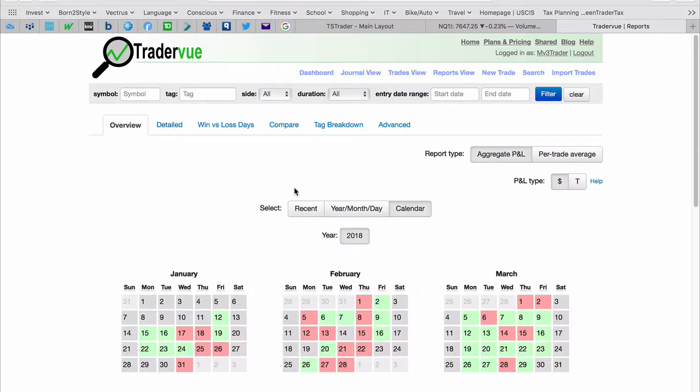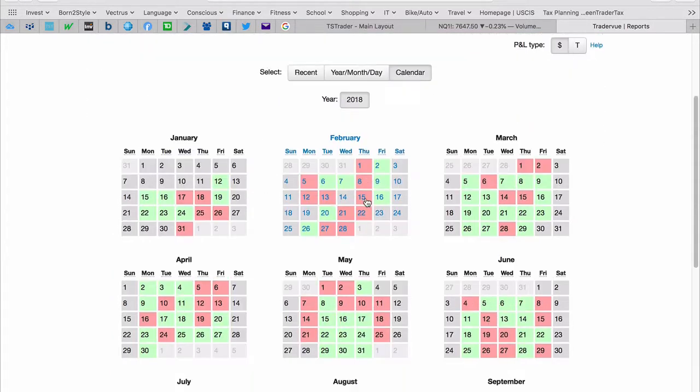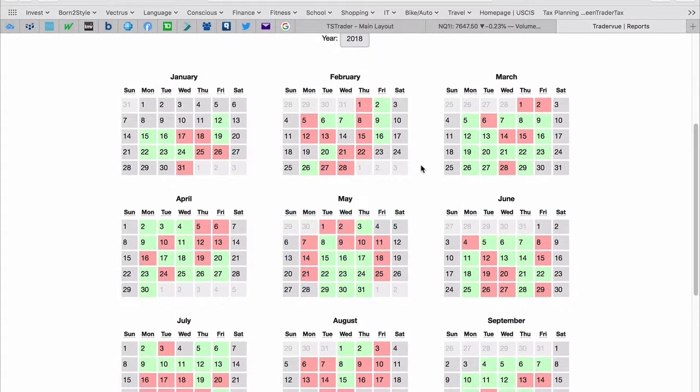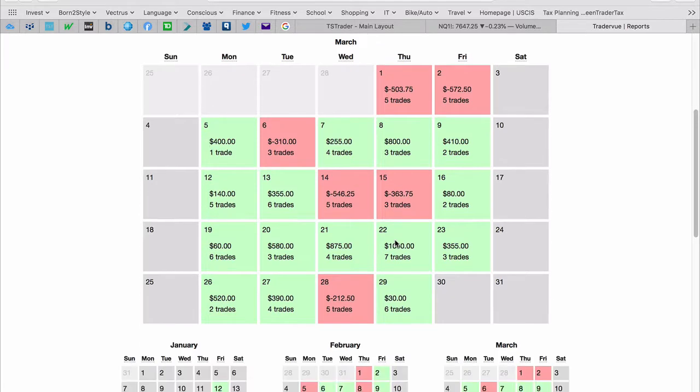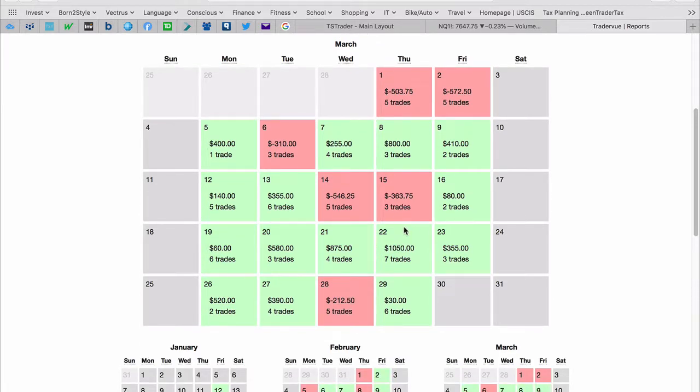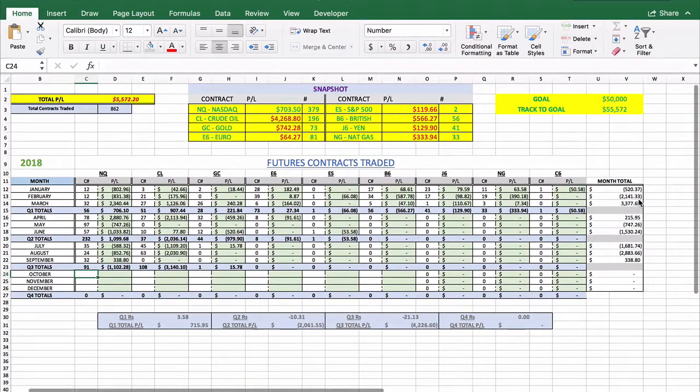So here's a calendar breakdown of how I trade. You can see my best month was back here in March. Let me tell you about what happened here, and how everything started going down. This month my realized gain was $3,377.65. That's how much I made for the month of March.